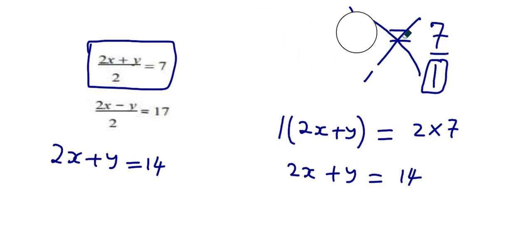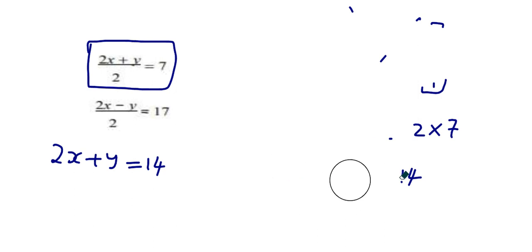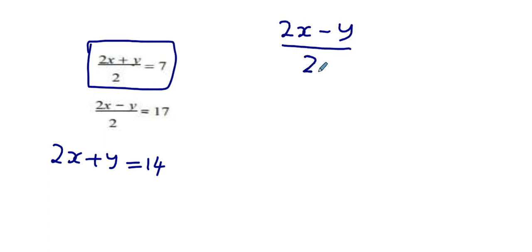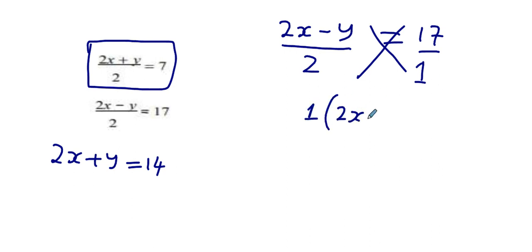Otherwise, let me show you equation number 2. Now for equation number 2, you can pause the video and try. But for now, if you don't mind, let us proceed. We have 2x minus y over 2 equals 17. Take this number over 1, then cross multiply. It will be 1 times 2x minus y, and it will be 2 times 17.